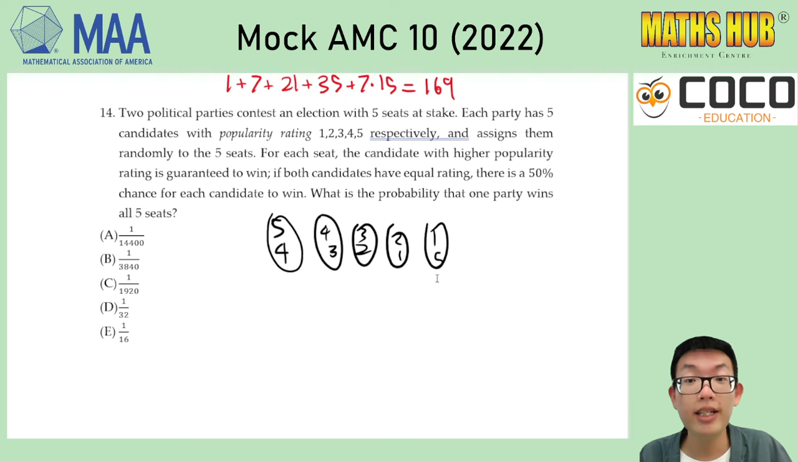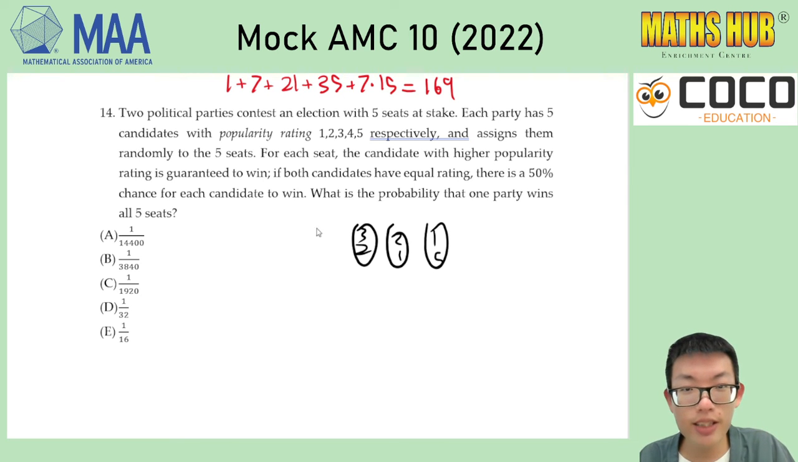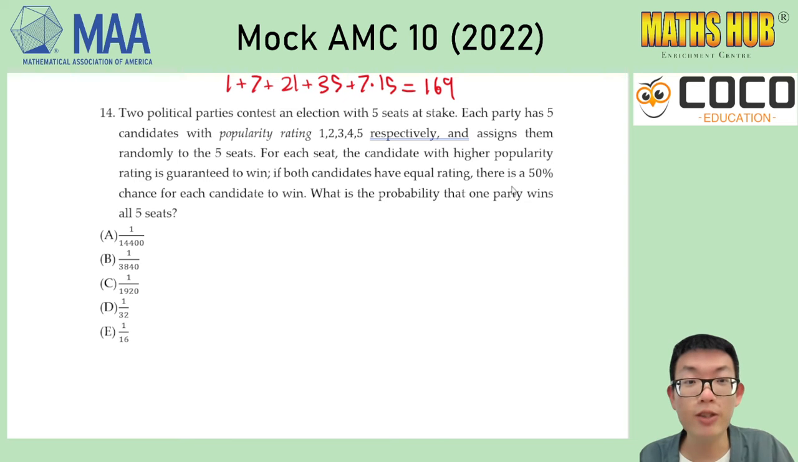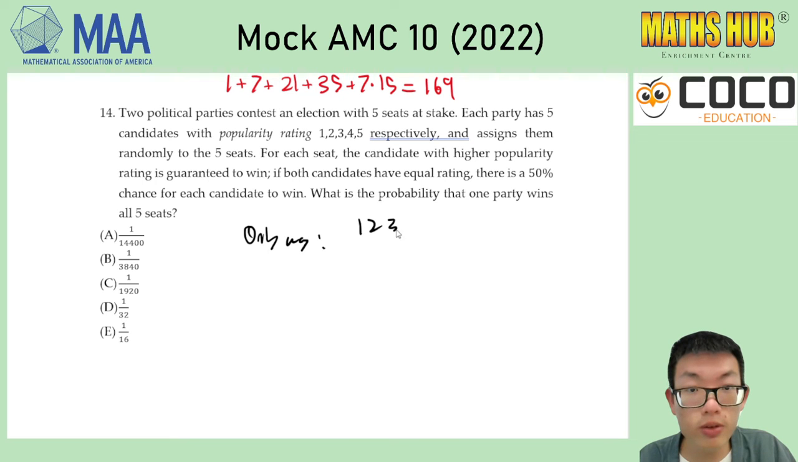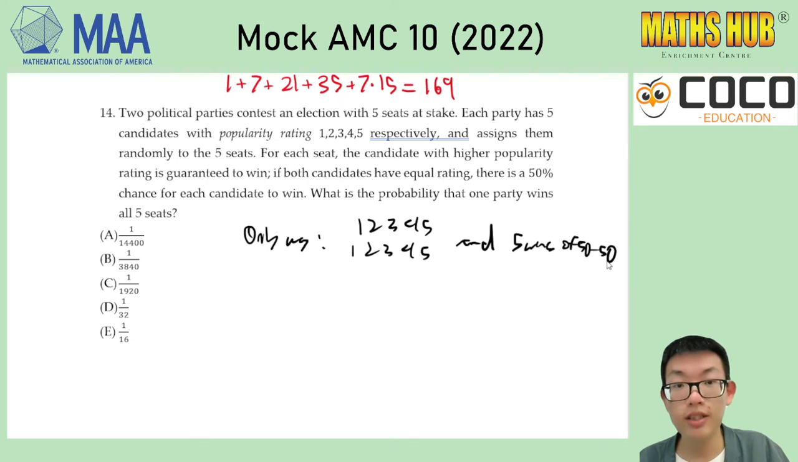The only way is that you have equal rating everywhere, and it just happens that you got the 50% on your side every single time. So the only way is that your 1, 2, 3, 4, 5 are aligned, and the same party wins every single time. 5 wins of the 50-50 distribution.